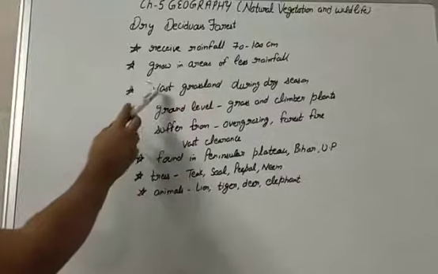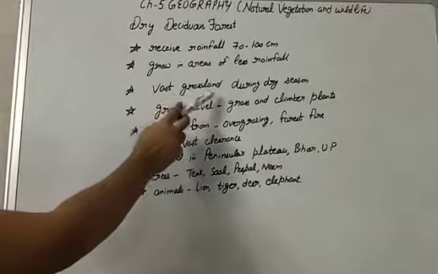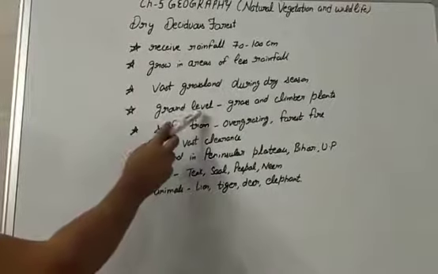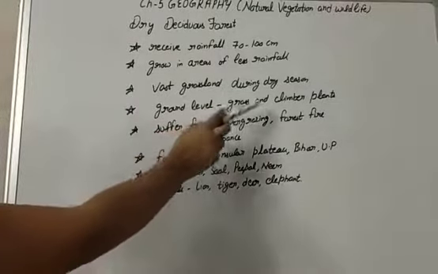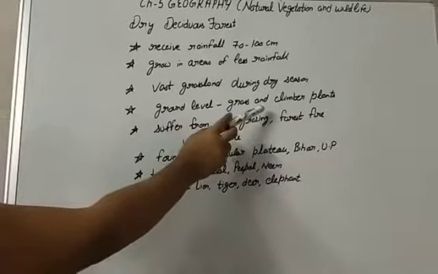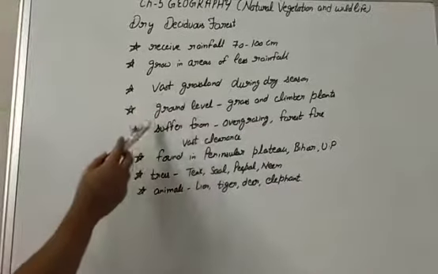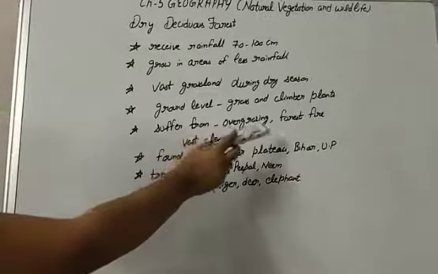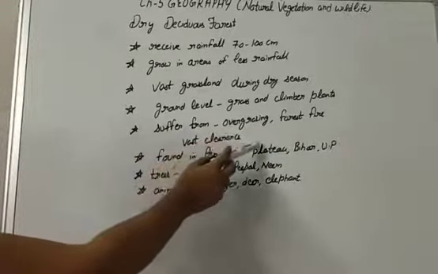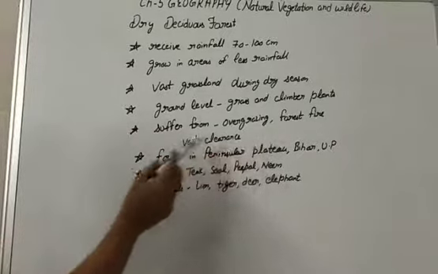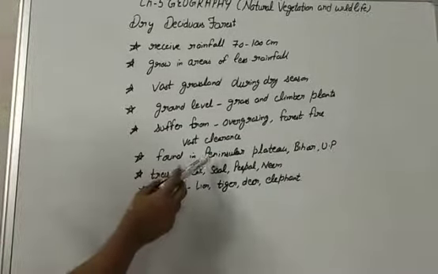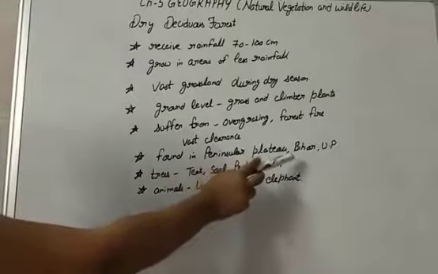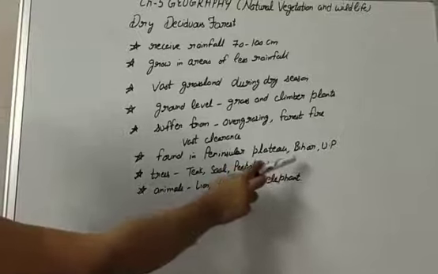In this forest, we find vast grassland with bare trees during the dry season, and at the ground level, we find vast grass and climber plants. These forests also suffer from human activities like overgrazing, forest fires and vast clearance due to agricultural activities. These forests are found in the rainier parts of the Peninsular Plateau and the plains of Bihar and Uttar Pradesh.